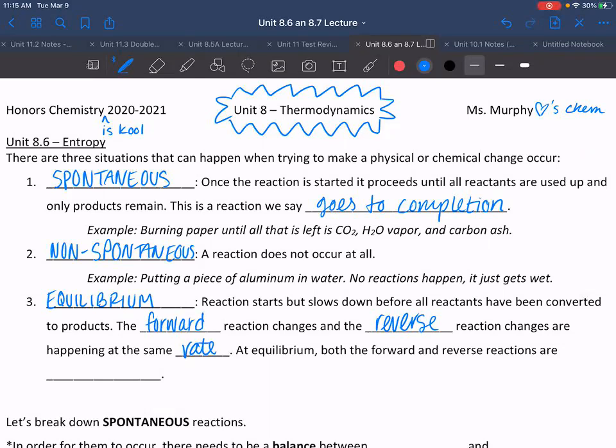We consider both the forward reaction, the reactants turning into the products, and the reverse reaction, the products turning into the reactants. Those are both spontaneous at equilibrium. They just are happening at the exact same rate.